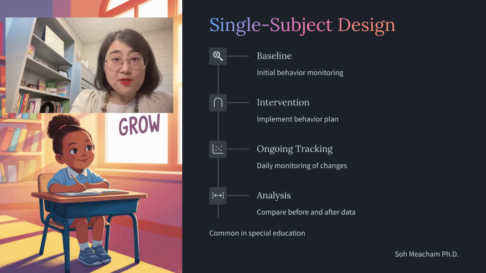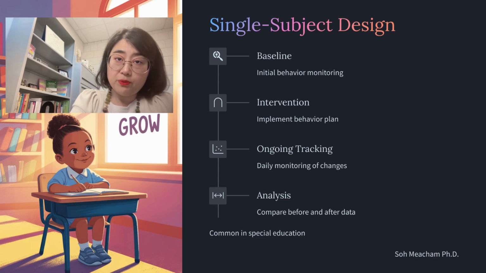Finally, we have the single subject design. Used a lot in special education. This involves deep, ongoing monitoring of one student or a small group. Say you're trying a behavior plan with a student showing disruptive behavior. You track their behavior daily before and after starting the plan. That's a single subject design. It's like being a detective following one student's every move to see if the plan works. Just don't forget your magnifying glass.